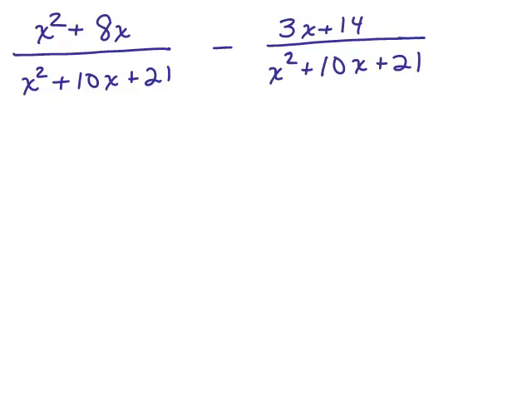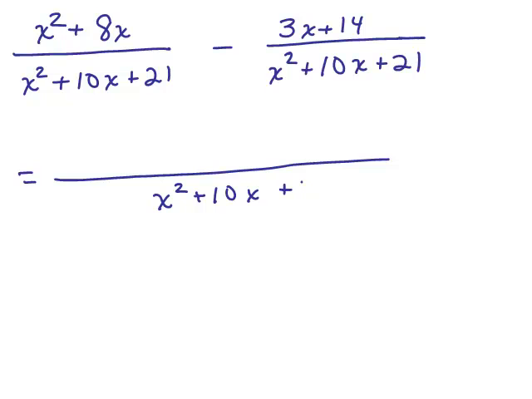Here's another problem, except this is a subtraction problem. So if you want, put it on pause and try it on your own. Okay, here we go. It's a subtraction problem with a fraction. You must have the common denominator in order to subtract, and you do, right? The denominators are the same. So that's going to be the denominator still, x squared plus 10x plus 21.